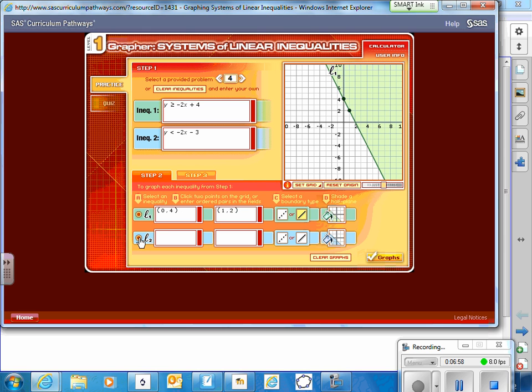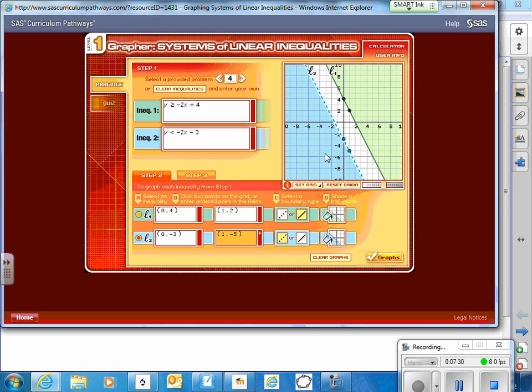We'll select the second line, and it says y is less than negative 2x minus 3, so we start on the y-axis at negative 3, and we go down 2 over 1, and it will be connected with a dotted line because it does not include the equals, and it says less than. Well, negative 8 is less than negative 3, for example, so we're going to shade below that.